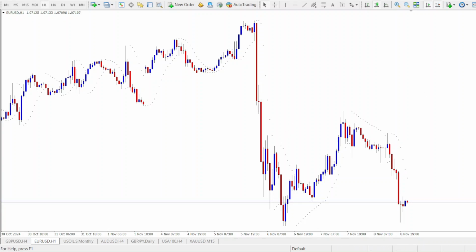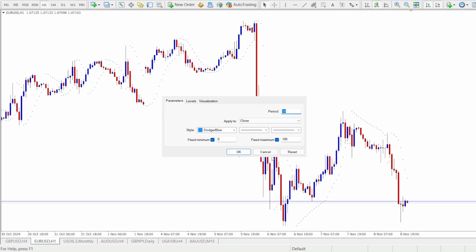Okay, now here's an important tip: don't rely solely on the parabolic SAR. It is best used in conjunction with other indicators like moving averages or RSI to confirm trends and avoid false signals. So, for example, we're just going to be adding the RSI very briefly.